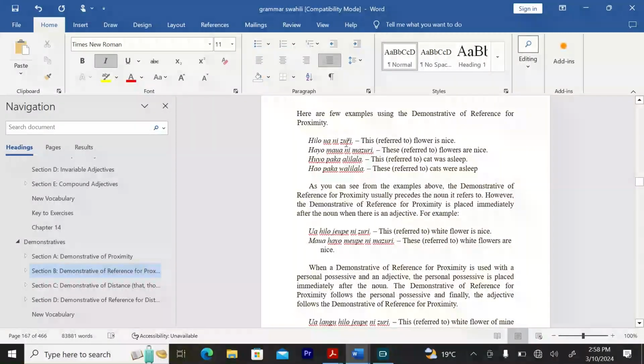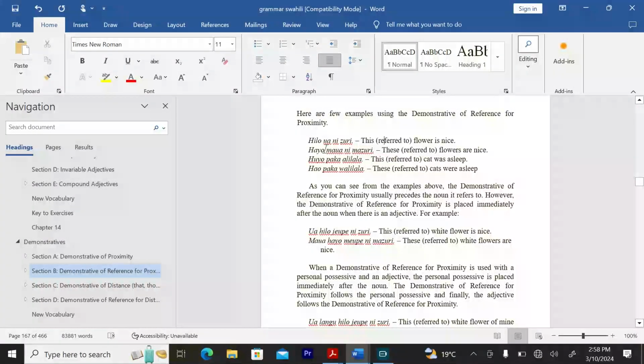Hilo ua ni zuri. This flower is nice. This flower has already been referred to, okay? You can see it. Hilo, that is just there, right?